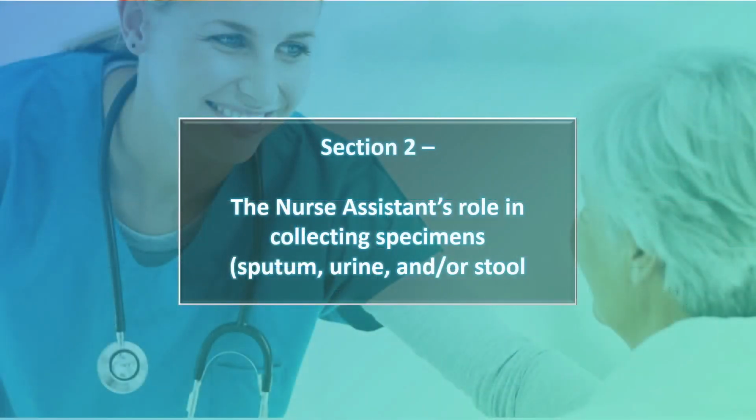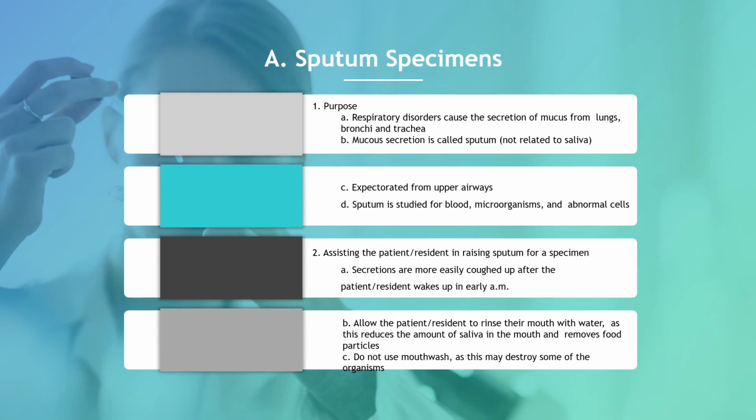Section 2. The nurse assistant's role in collecting specimens: sputum, urine, and/or stool. A. Sputum specimens. Purpose: respiratory disorders cause the secretion of mucus from lungs, bronchi, and trachea. Mucus secretion is called sputum, which is not related to saliva. Expectorated from upper airways. Sputum is studied for blood, microorganisms, and abnormal cells.